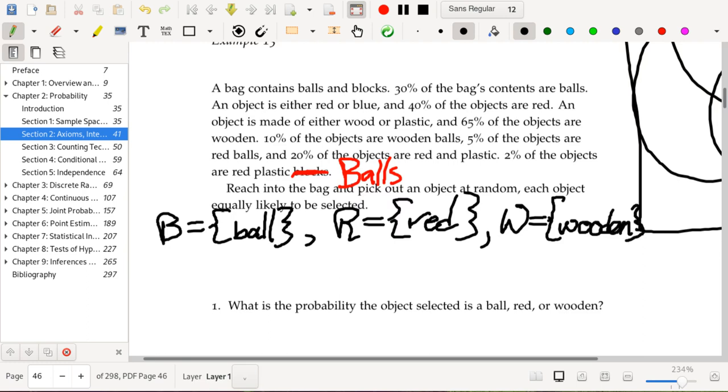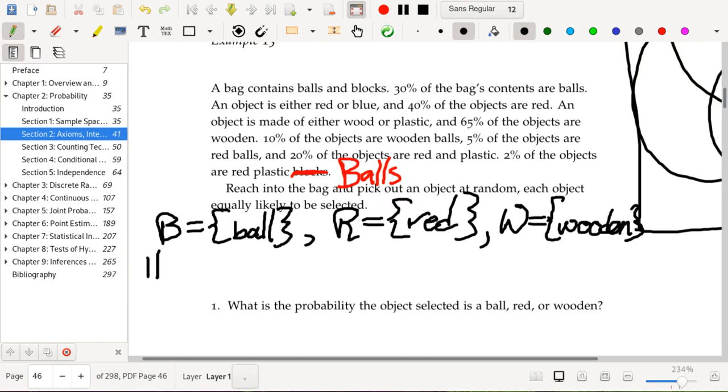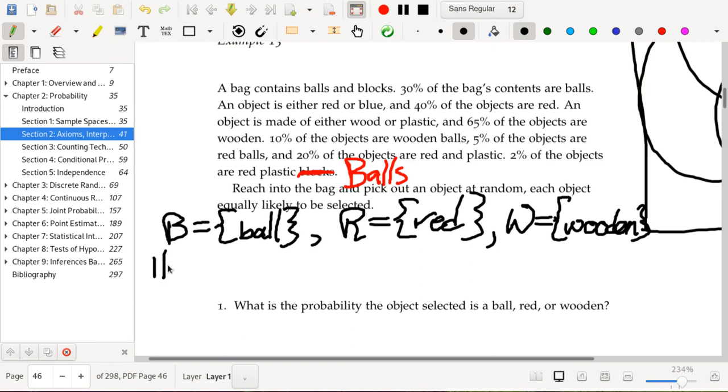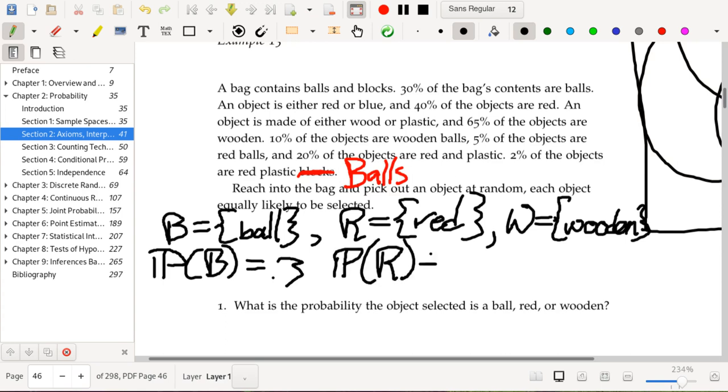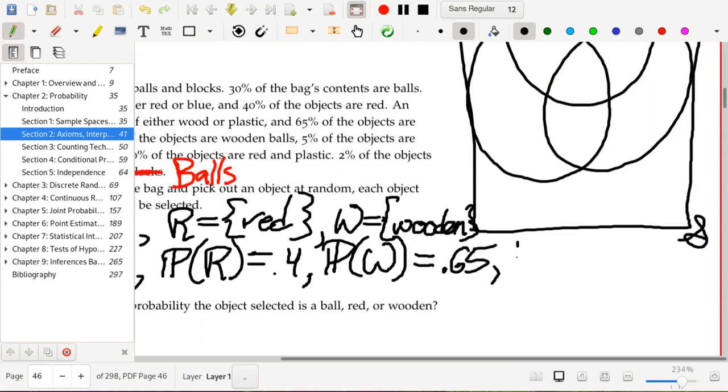All right. Let's start collecting some more information. The probability of drawing a ball, the event B, is equal to 0.3. The probability of getting a red object is 0.4. The probability of a wooden object is going to be 0.65. The probability that an object is a wooden ball, that's W intersected with B, since the object is both wooden and a ball, is going to be 0.1.